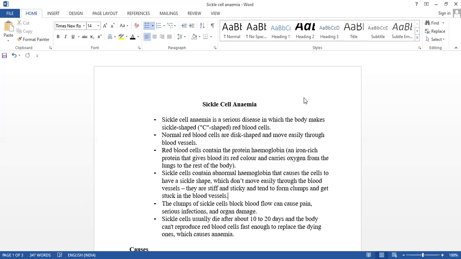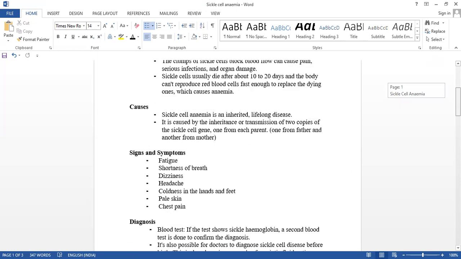Okay, and that type of the cells will die within 10 to 20 days, and the body can't reproduce again to replace these type of the RBCs. Okay, so there is a deficiency in the RBC, and that causes the anemia. Now see the causes. Same.